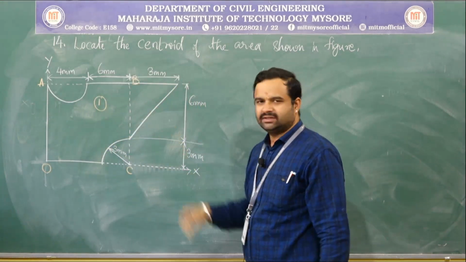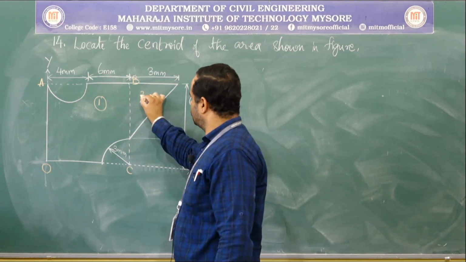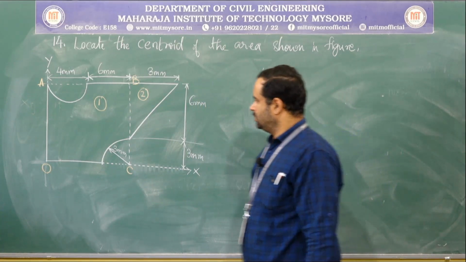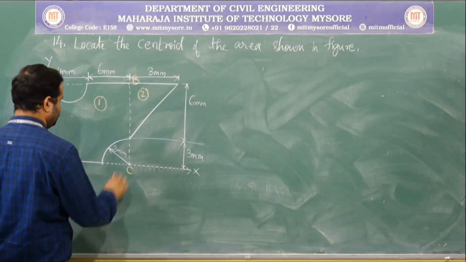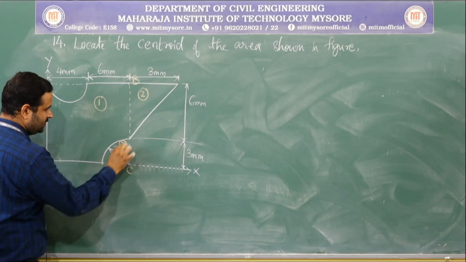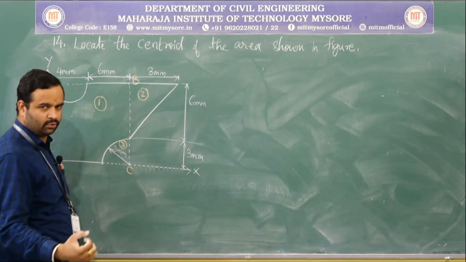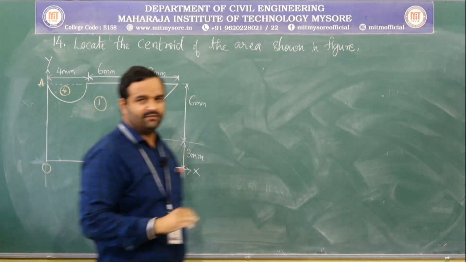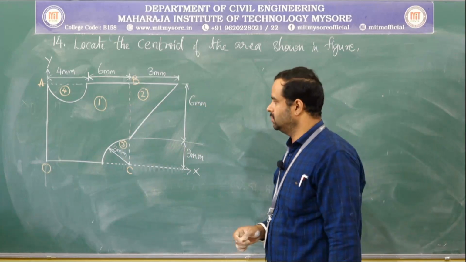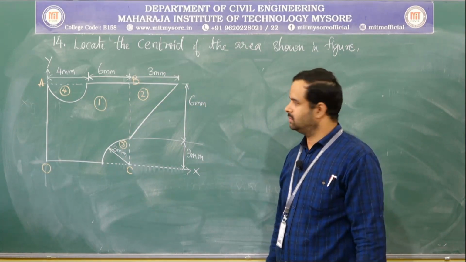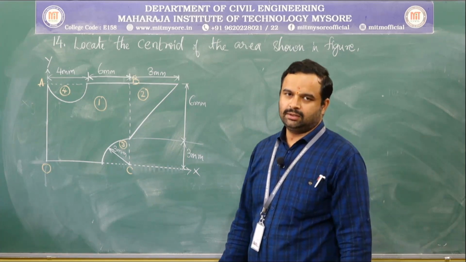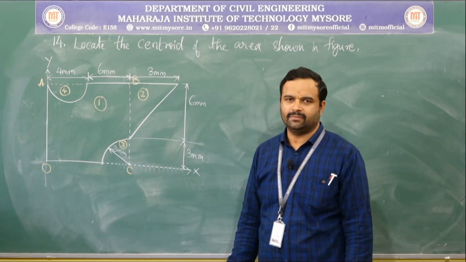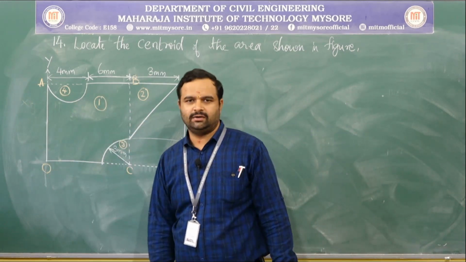Next, let me take this triangle as component 2. Okay. Then let me take this quadrant as component 3 and this portion has to be removed out, and also let me take this as component 4 which is a semicircle which also has to be removed out. So, component 3 and 4 has to be removed out, component 1 and 2 should be considered. So, we need to locate the centroid of this particular lamina after removing component 3 and 4.